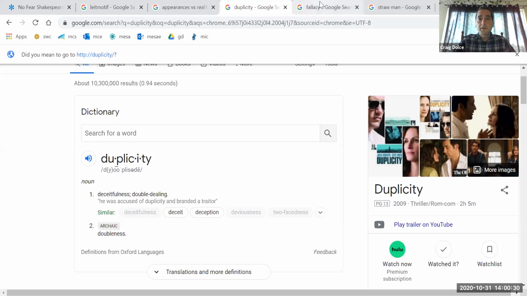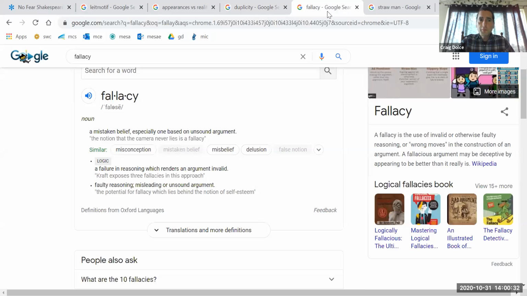Now, her reasoning to persuade him was based on fallacies, right? Mistaken beliefs, one based on an unsound argument, meaning there's no logic behind it. So remember, she said, if you love me, and if you're a man, you'll do it. Hidden assumption: we show our love by killing people. Hidden assumption: we show our masculinity by killing people. And then she says, when you durst do it, then you were a man.